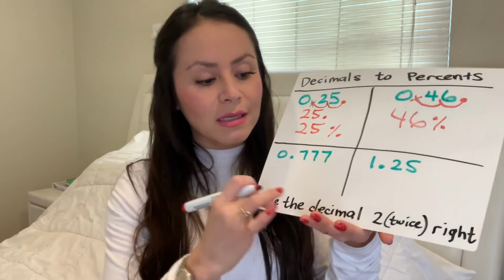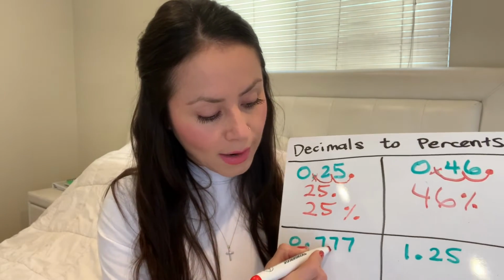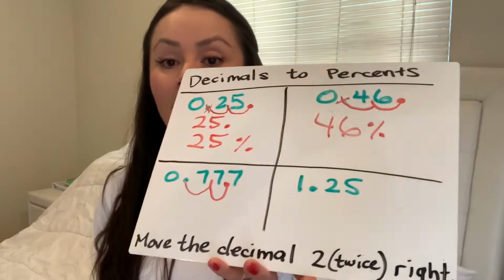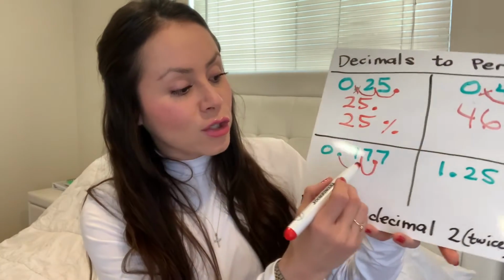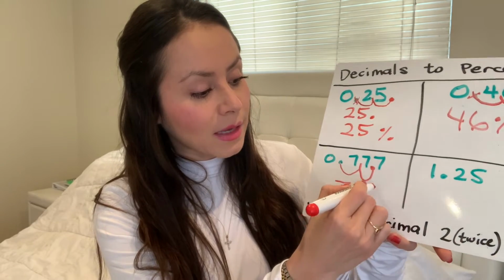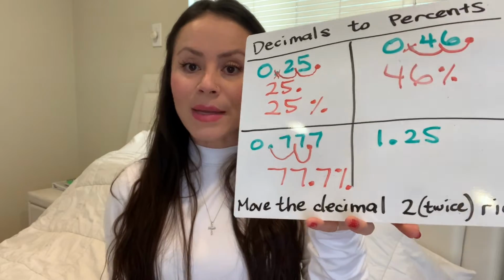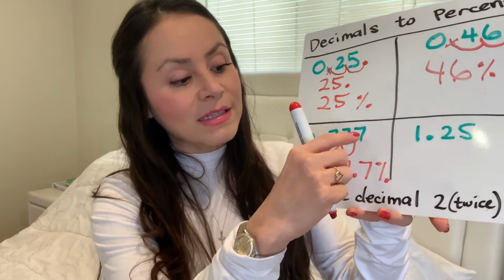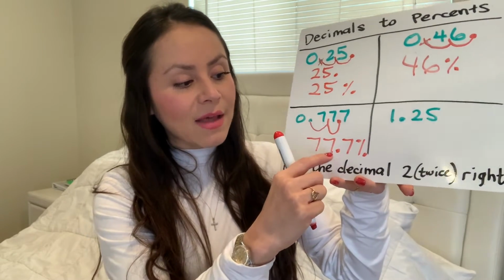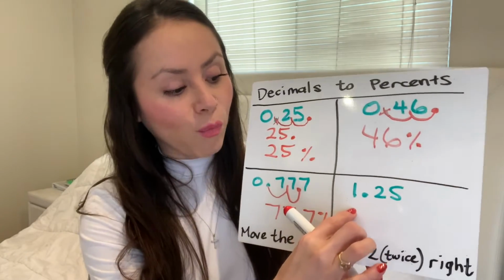You got to move the decimal twice to the right. So therefore, this decimal will move 1, 2. So now it's in between right there, right? So this becomes 77.7%. That's what happens. So 0.777 really means 77.7%.